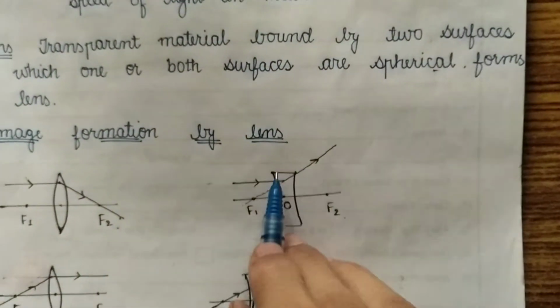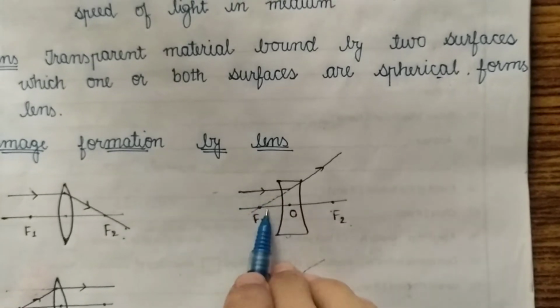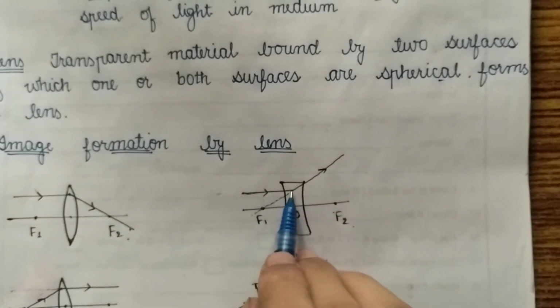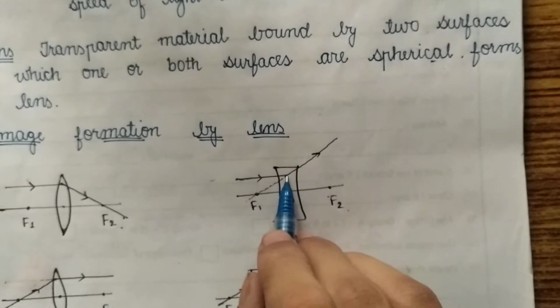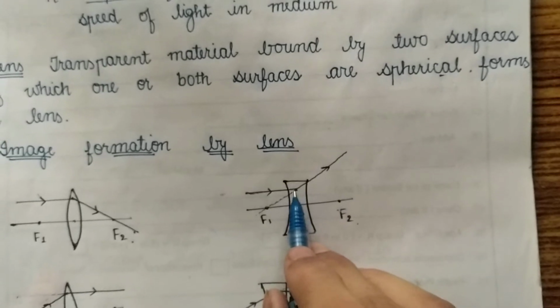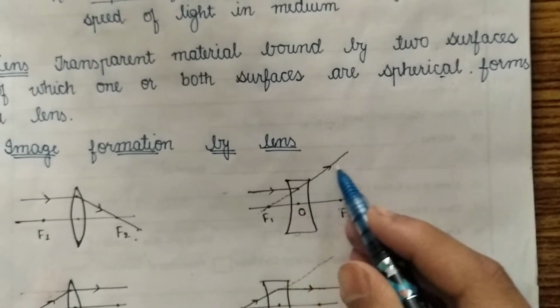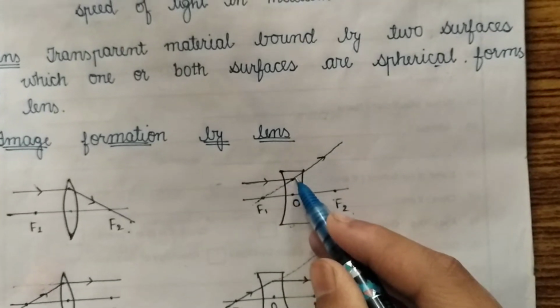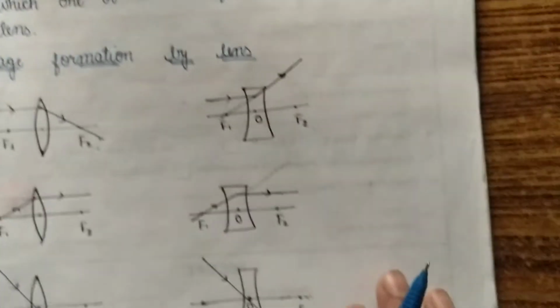In this F1 and F2 case, if a light ray is passing parallel to the principal axis, then according to the rule it has to pass through the focus, but the light will not go to the right-hand side's focus. It will refract on the same side of the focus, and we will extend this line. So this extended line will be the refracted light.